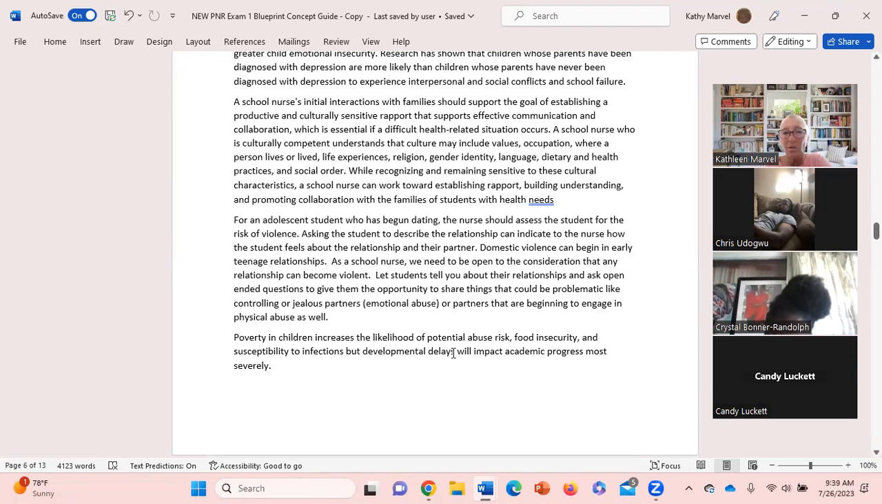School nurses' initial interactions with the family should support the goal of establishing a productive and culturally sensitive rapport. There's lots that go on with the school nurse. We're working with lots of different cultures, lots of different requests, lots of different values, beliefs, practices. We have to be culturally sensitive and culturally competent. And again, I'm just going through this. You need to read the full text of it, but I'm just summarizing.